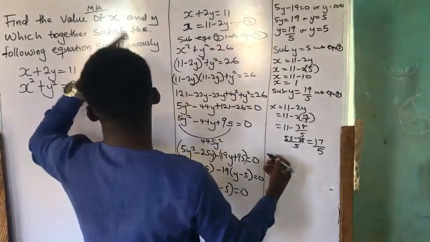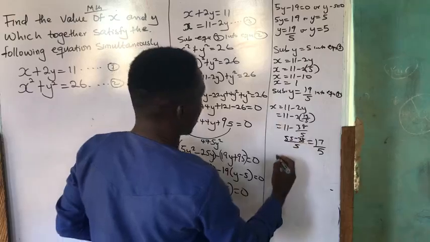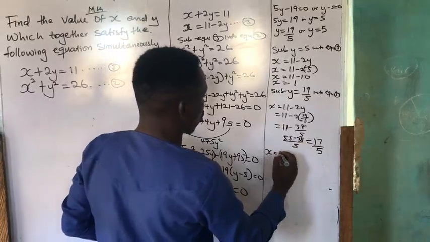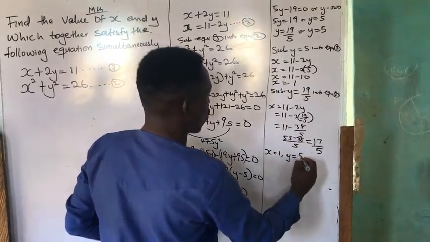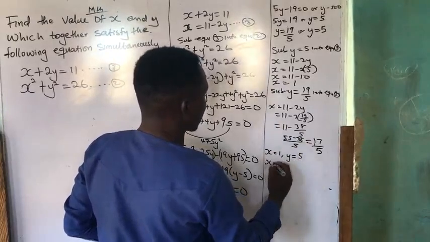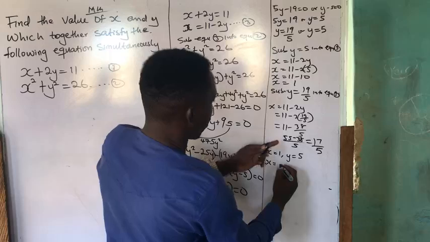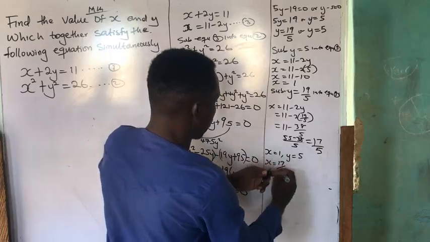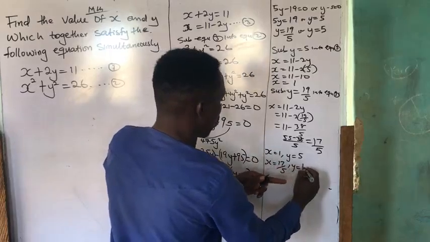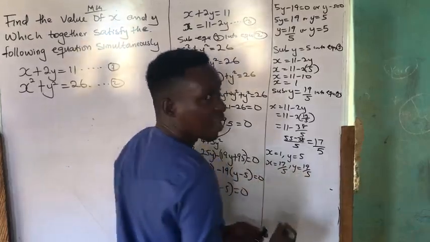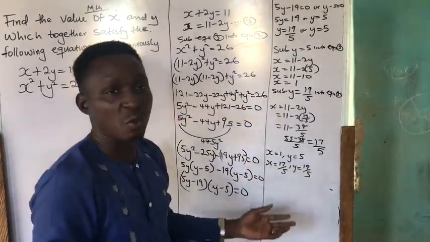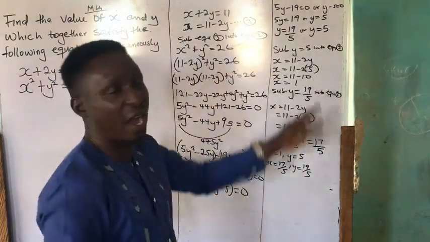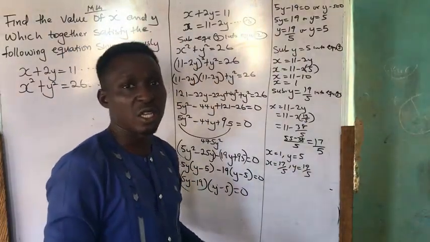So find the value of x and y. You say when x is equal to 1, y is equal to 5. When x is equal to 17 over 5, y is equal to 19 over 5. So these are the values of x and y according to the question.